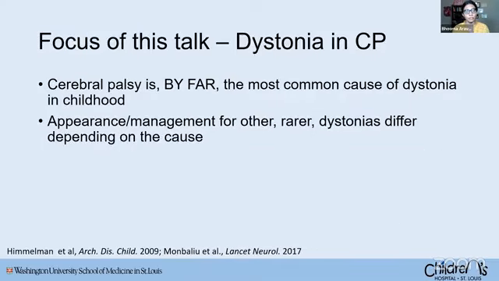I want to be specific that I will be talking about dystonia in cerebral palsy. Most of the talks I heard during training on dystonia focused on rare, genetic, and progressive etiologies, which exist, can be debilitating, and are important to focus on. But I want to be clear that cerebral palsy is by far the most common cause of dystonia in childhood. In America, it's becoming the most common cause of dystonia in adulthood. So thinking about dystonia specifically in the context of cerebral palsy is an imperative for us.